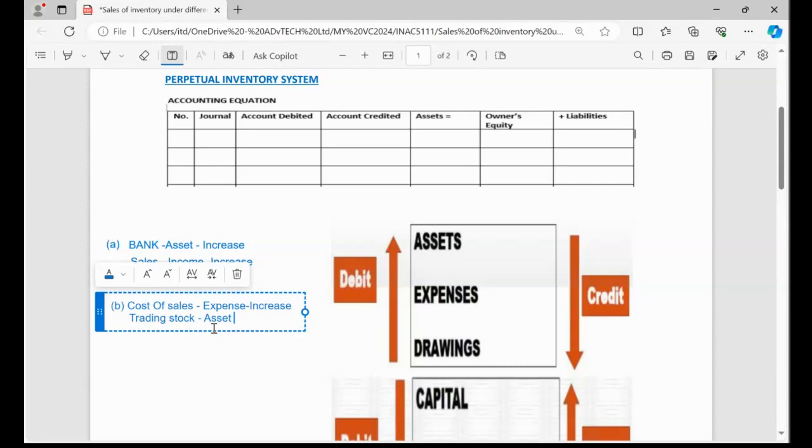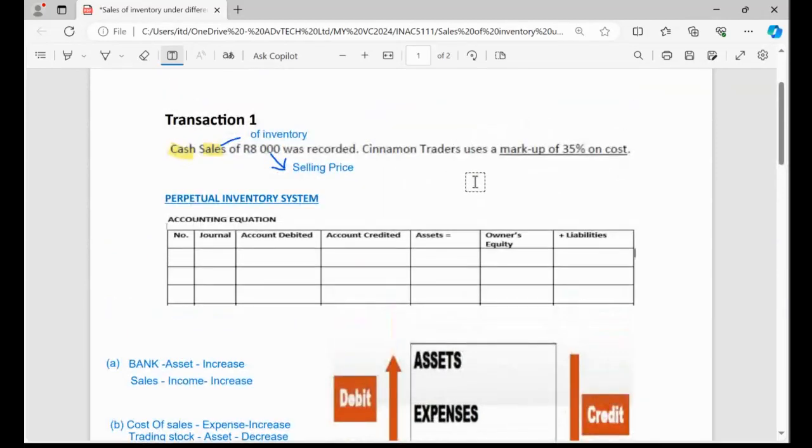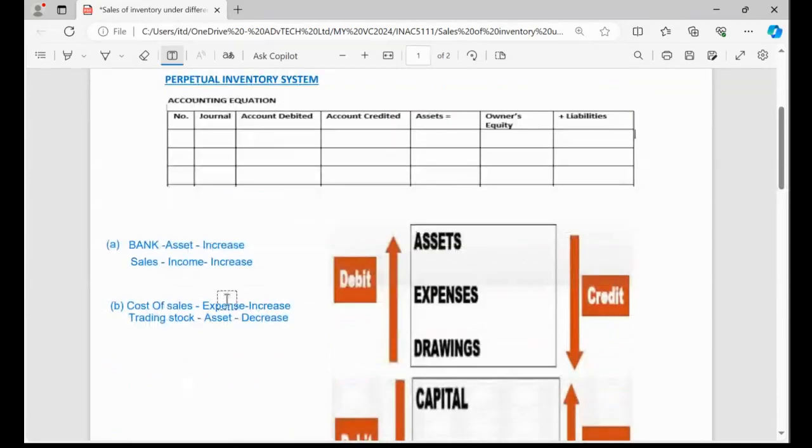Remember, you are selling an asset, it means the asset is going down. So can you see now? You need to practice and make sure that you know how to do it. You must always have 4 accounts because you are using perpetual. Even if they didn't give you the cost of sales, just know that under perpetual, like it or not, you will always have the 4 accounts, and cost of sales will always be there.